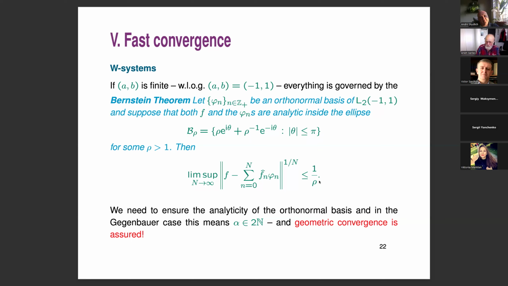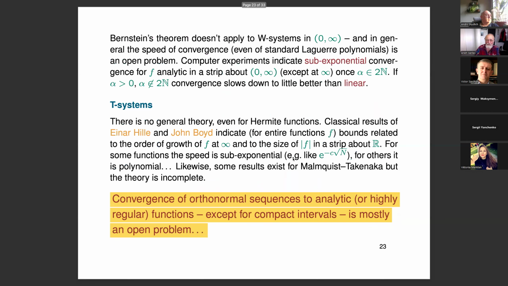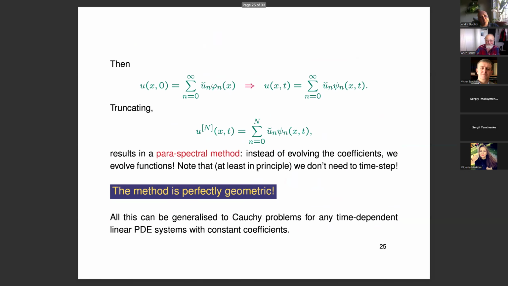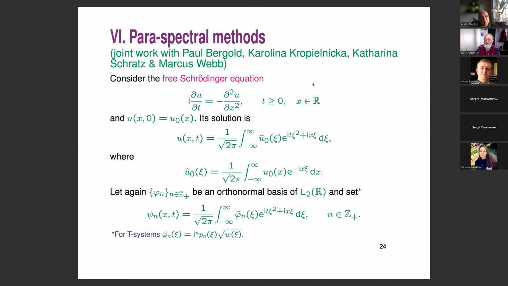This is not true for T systems, it is not true for W systems on [0, infinity), but in that case, we have an emerging theory, and I don't think I'll have the time to go into this theory. It is mostly an open problem. I will not go into paraspectral methods. Okay, maybe very, very rapidly, just to give you an example of a perfectly geometric method, because I promised it earlier.